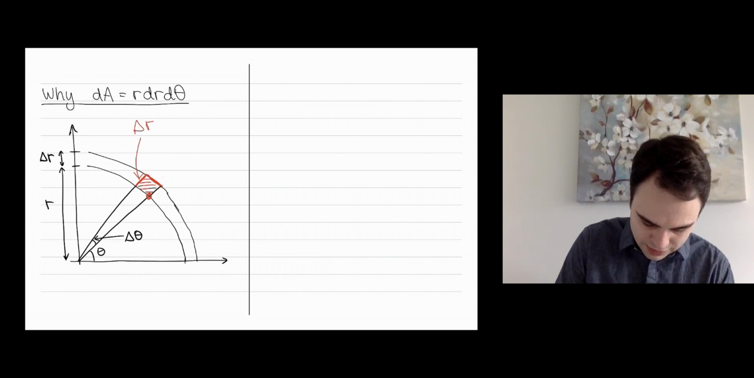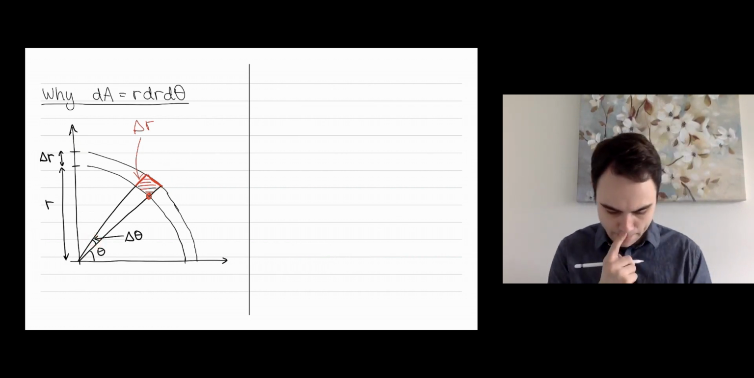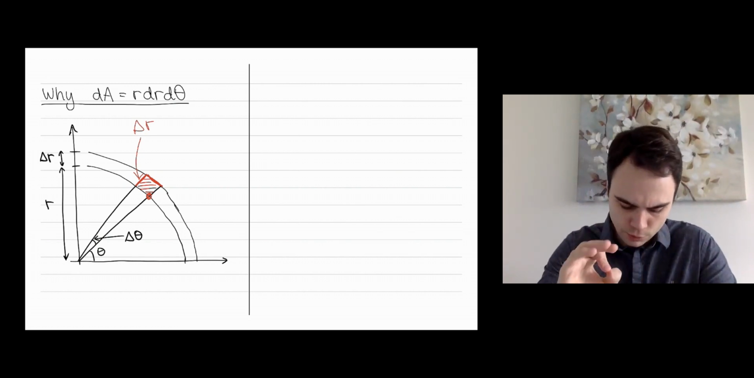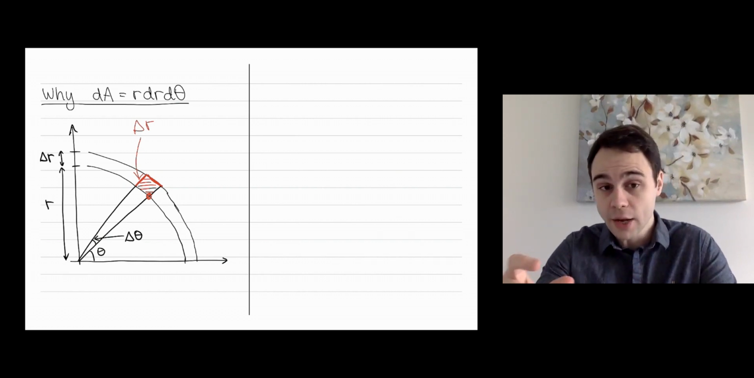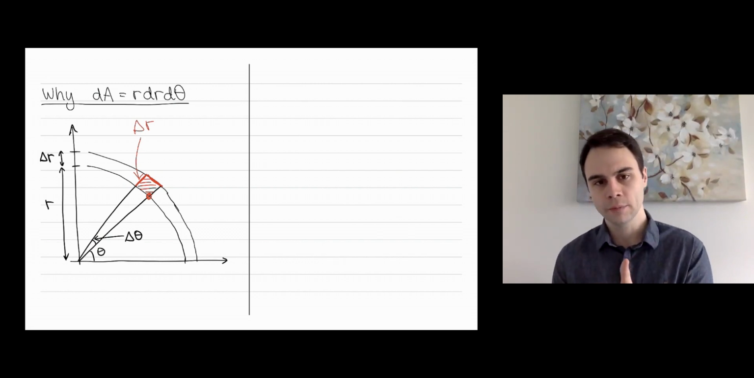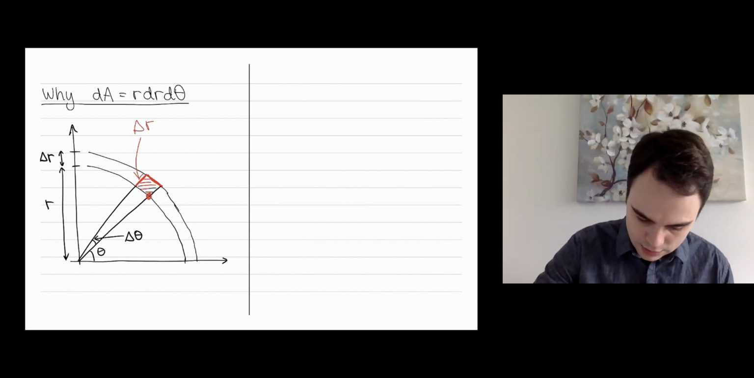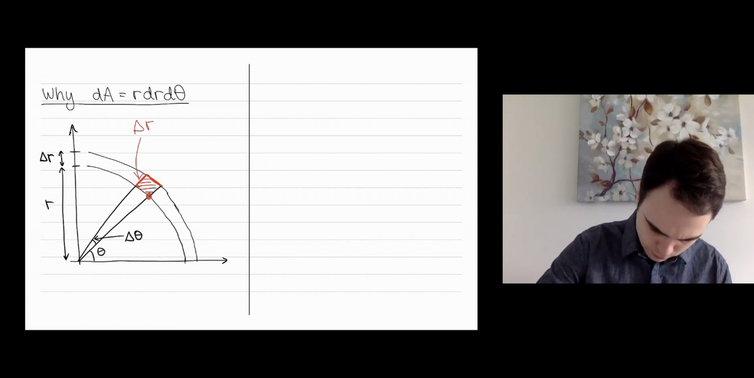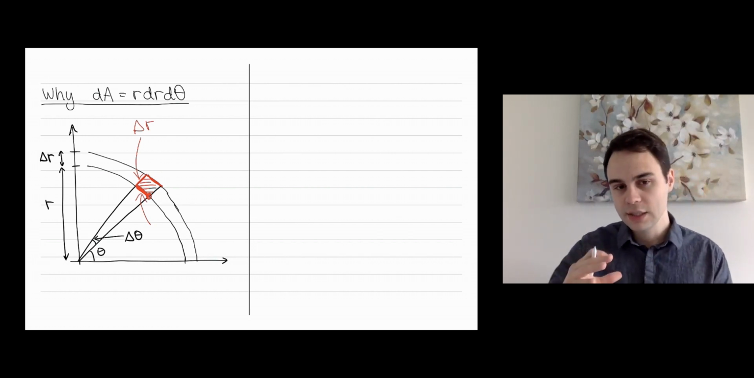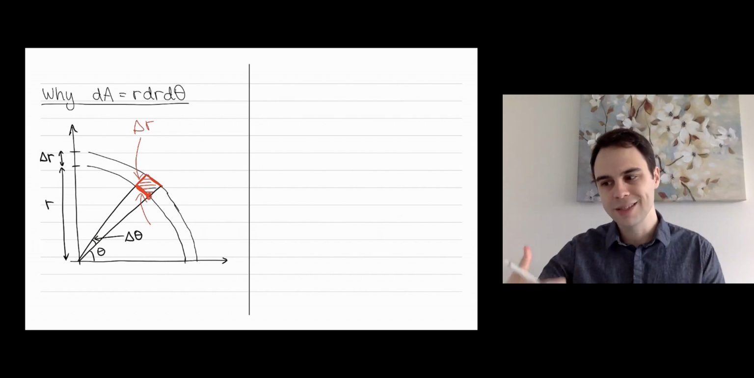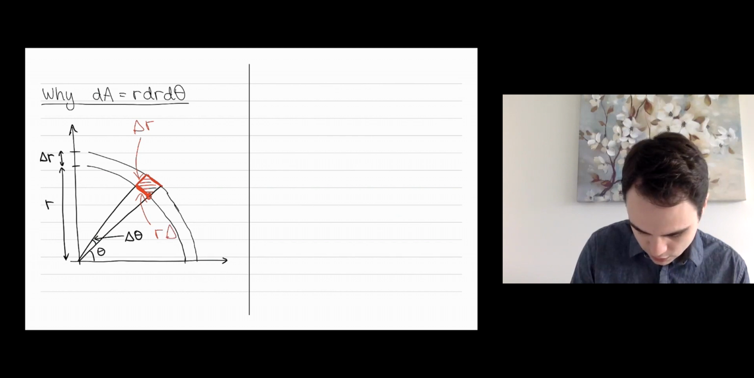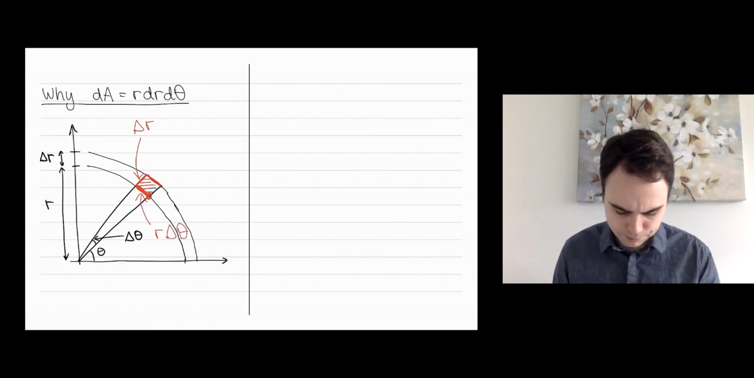Now this length over here is different from delta theta, right? These angles are being measured in radians. So delta theta is an angle in radians, which is the same as distance in the circle of radius 1. But in the circle of radius r, the correct distance is r times delta theta.